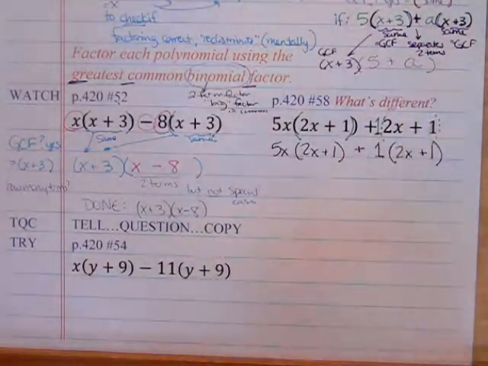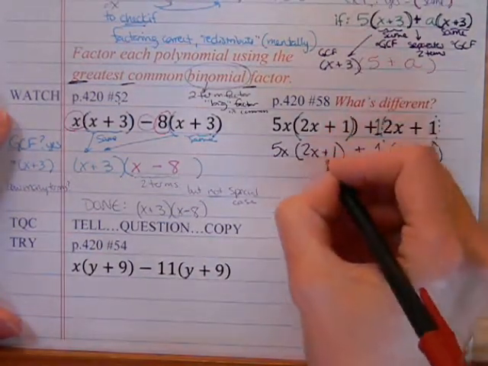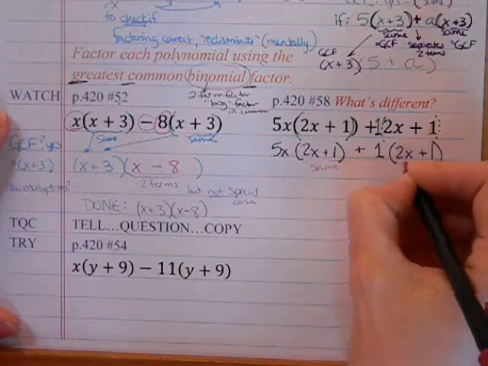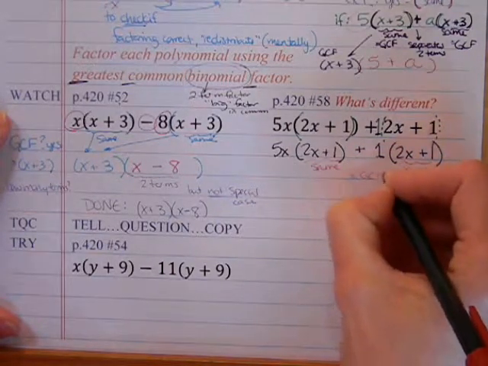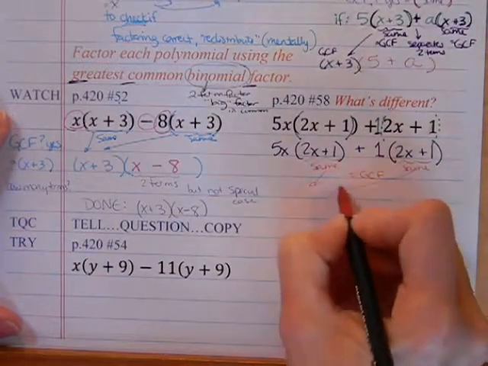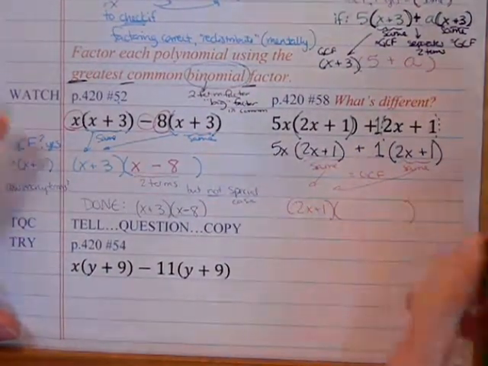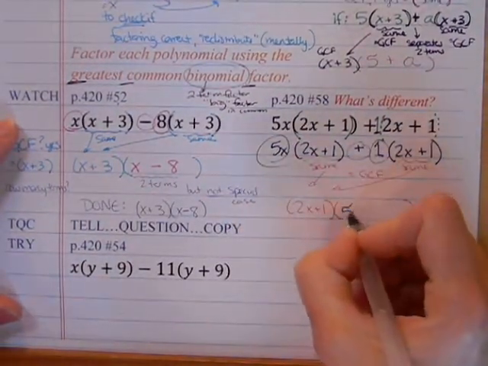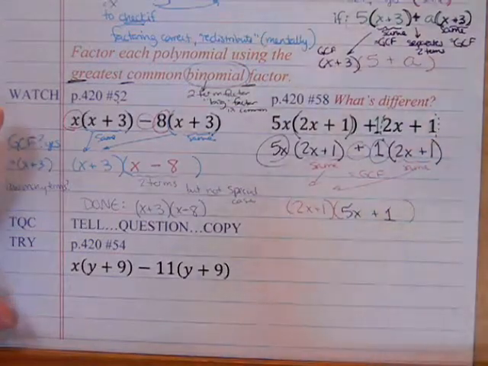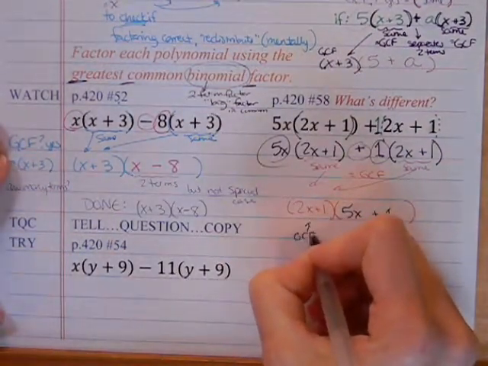Okay, so the GCF in this case is the 2x plus 1. This is what's the same on both pieces. So that's equal to the GCF. So that's what we pull out front, 2x plus 1, and what's left behind is the 5x and the plus and the 1. So the 5x plus 1 is our second piece. Okay? So this represents the GCF.